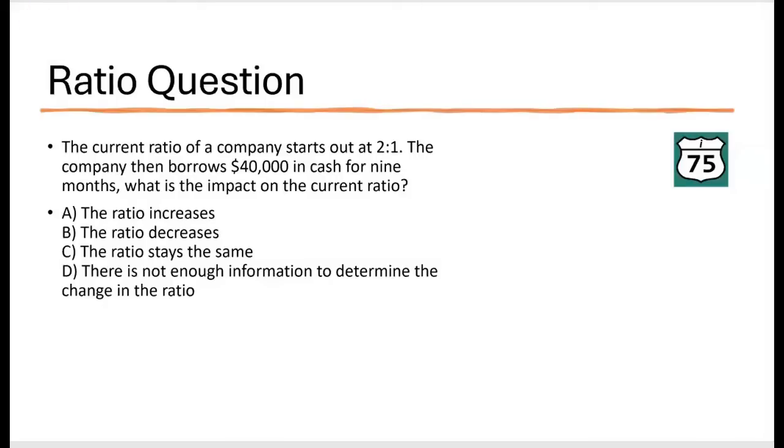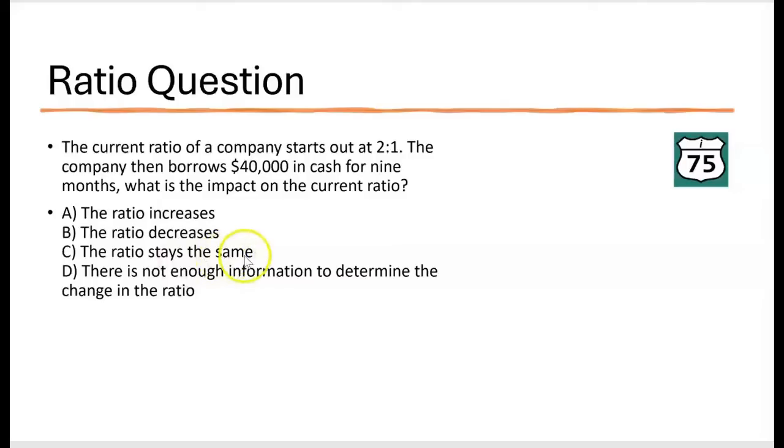So in this question, they tell you the ratio starts out at 2 to 1. What does that mean? Well, for the current ratio, that means $2 of current assets for every $1 of current liabilities. And then the company borrows $40,000 in cash. That means cash goes up. That's current assets up. But then current liabilities are up also. So numerator up, denominator up by the same amount.